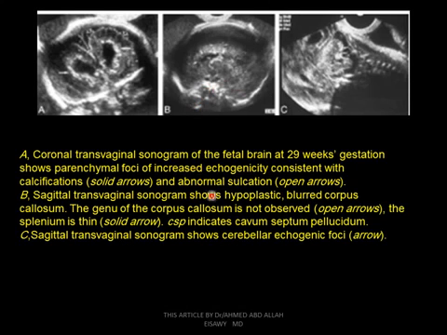With the sagittal sonogram, we show a hypoplastic corpus callosum, and the genu of the corpus callosum is not observed. The splenium is seen, and this indicates cavum septum pellucidum. With this image, we show cerebellar echogenic foci. This is cytomegalovirus.